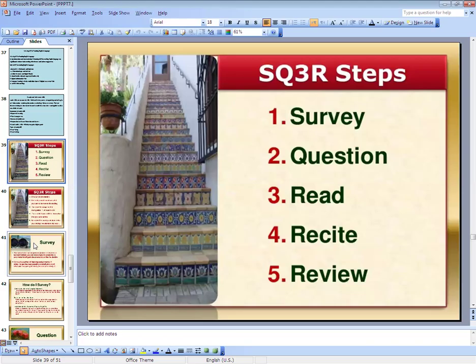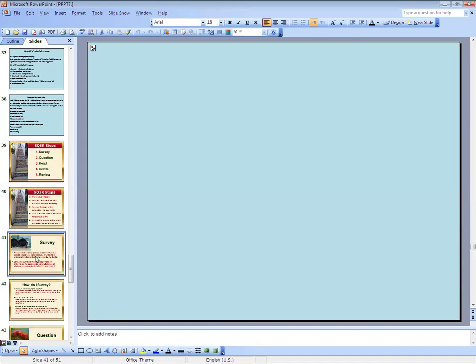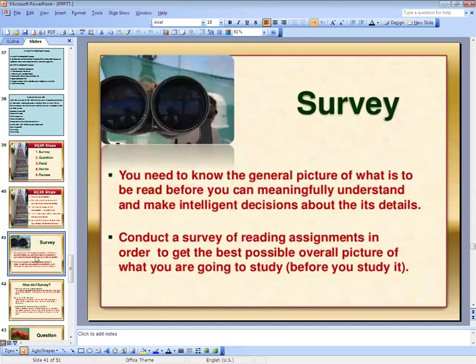So survey needs to know the general picture of what is to be read before you can meaningfully understand and make intelligent decisions about its detail. That's what I said. You go through the book, do the skimming, scanning, everything, check out the index page, check out the illustrations, check out the graphics given in the graphs, the pictures given in that one. Then you select about it.